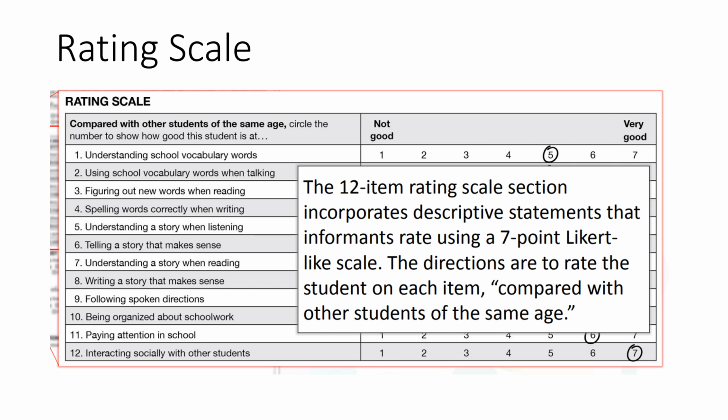So the rating scale consists of 12 statements describing various language and literacy skills and related abilities. A teacher is asked to complete this and rate a student on each of these items compared with other students of the same age. Questions 1 through 8 have a language and literacy focus, and then questions 9 through 12 are the related cognitive and social skills that are related to language and literacy. A teacher is asked to rate a student on a scale of 1 to 7, with 1 being not good and 7 being very good.